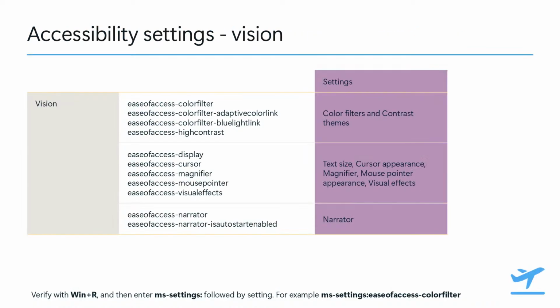This is kind of a table of what those look like. So under vision, we've got color filters, contrast themes, display, cursor, all these different areas. If you want your users to be able to get to them, and I would suggest that you do, then you want to have these on the list. And if you're ever unsure of exactly which one it's talking about, you can hit Windows+R and do ms-settings: followed by that name, and it will actually open Settings straight in that location. So it's a nice way of just verifying, is this the one I want to give my user access to?